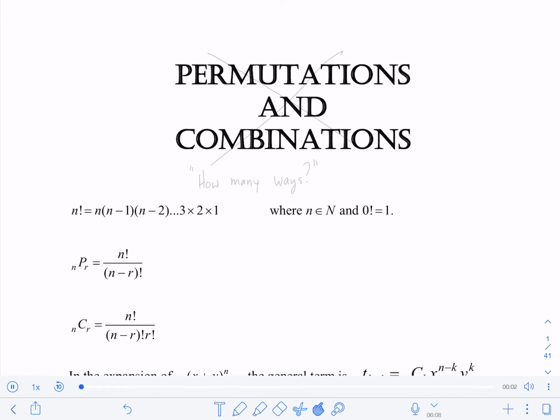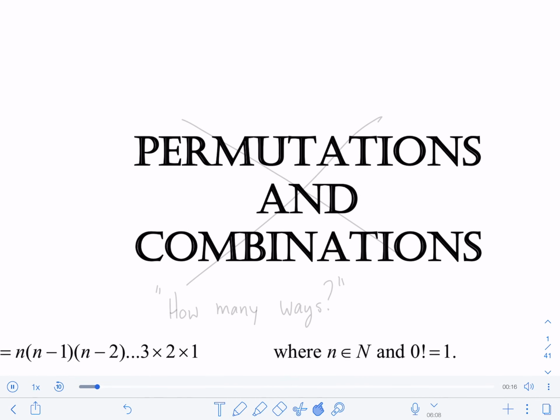Hello, welcome to the first of two videos that I'm going to show you for this first lesson on permutations and combinations, our new unit. Now, if I could rename this unit, instead of using these big fancy words, I would use a simple little phrase. So I'm just going to cross that out. I would call this unit, how many ways?